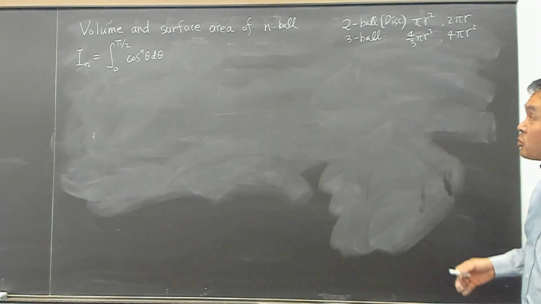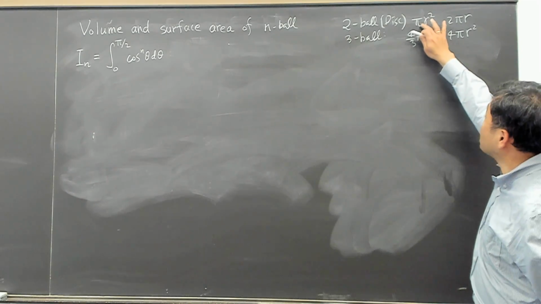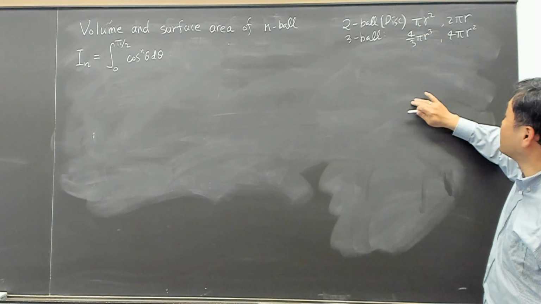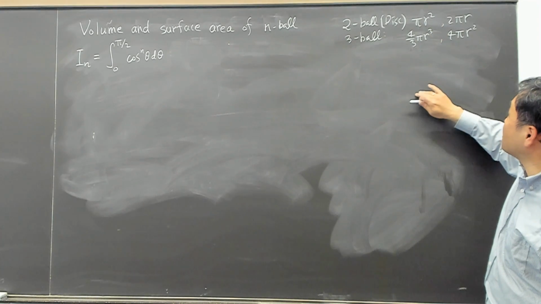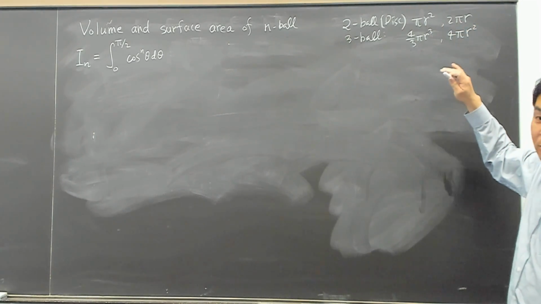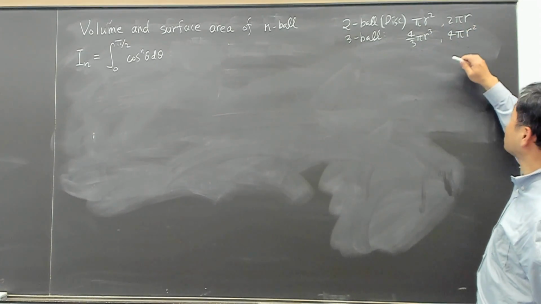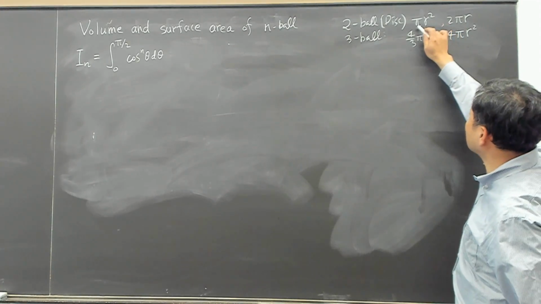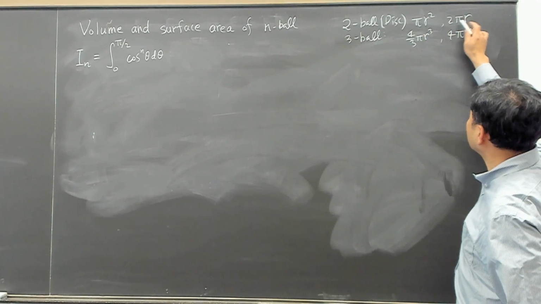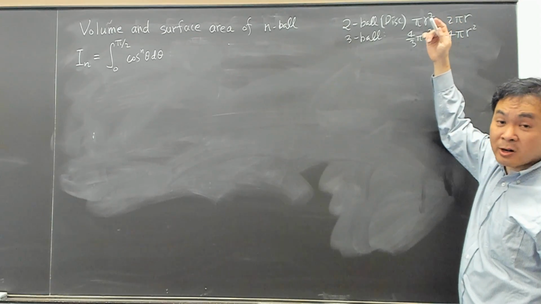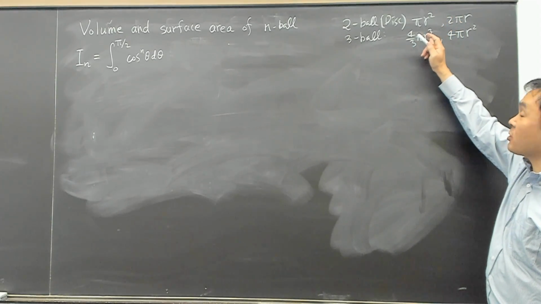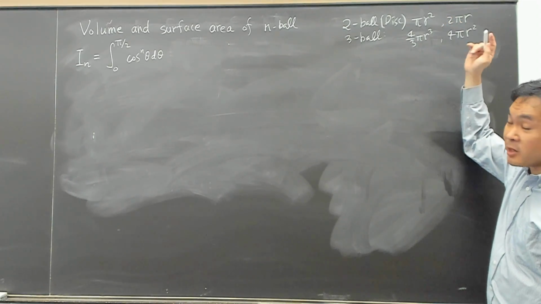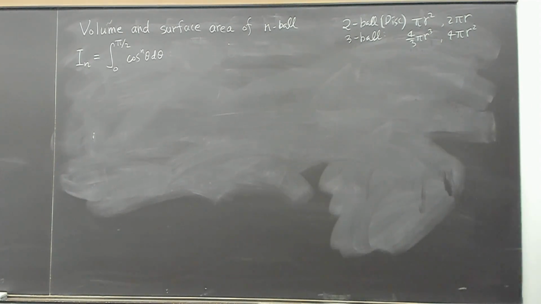Additionally, what I'm going to show you is how to get the formulas for the volume. Now, once you get the volume, then the surface area you get for free, because you can see that there's a pattern. If you differentiate pi r squared, you get 2 pi r, because r squared differentiates to 2r. And if you differentiate r cubed, that's 3r squared, and the 3 cancels, so you get 4 pi r squared.